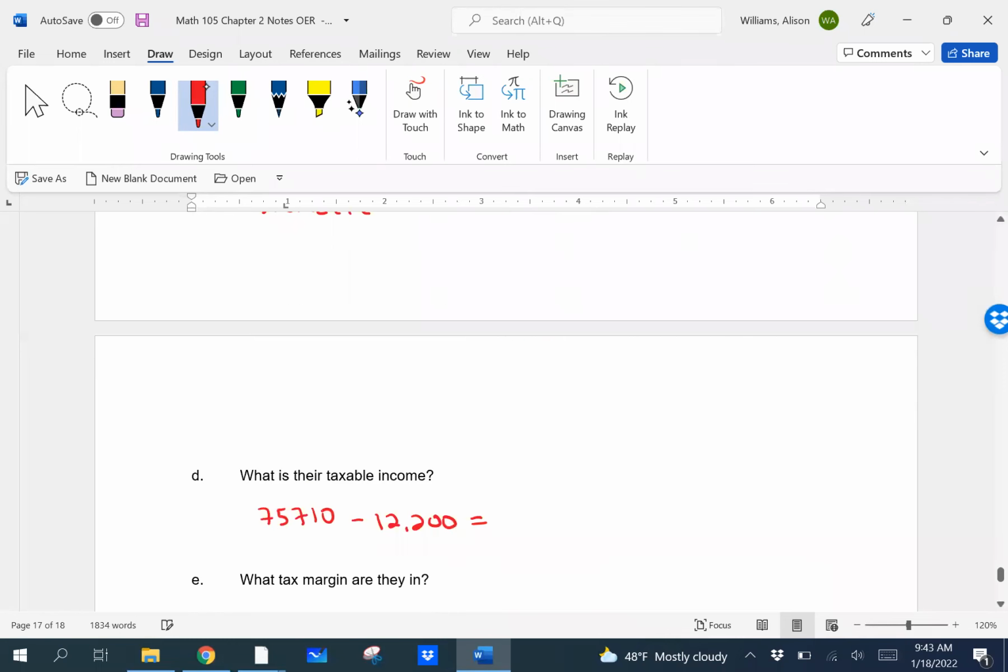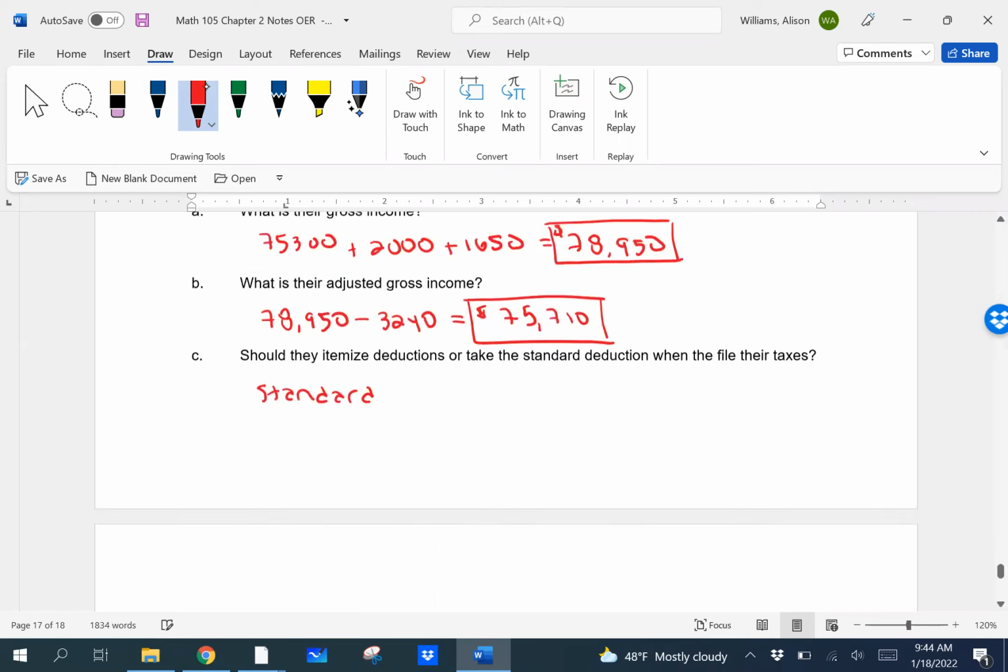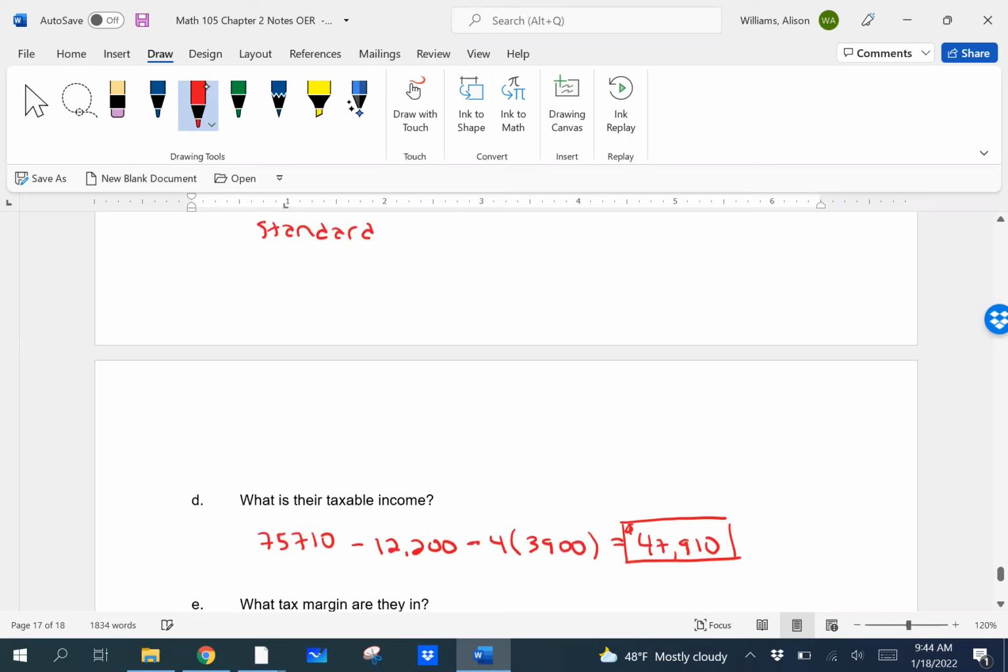So here, I'm just going to do this all in one step. 4 times 3,900, whatever that comes out to. Let's see, plugging that into the calculator, I'm going to get $47,910. So that is how much their taxable income is. That's what they're going to pay taxes on. Okay. So it doesn't matter if their gross income was $78,000, they're only going to pay taxes on the $47,000.